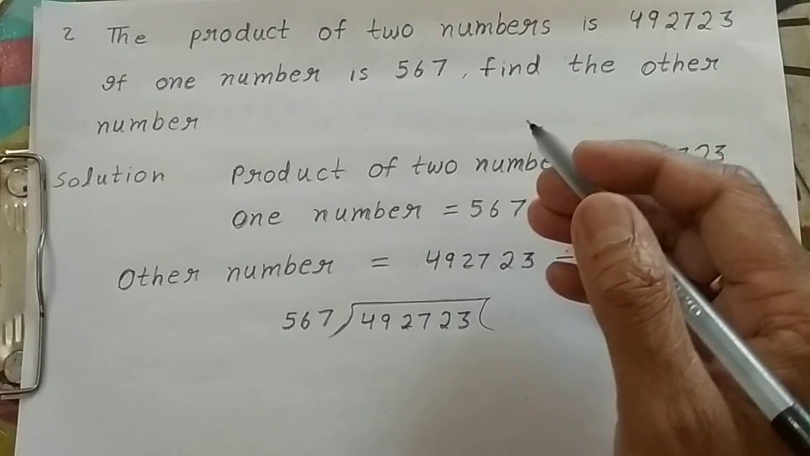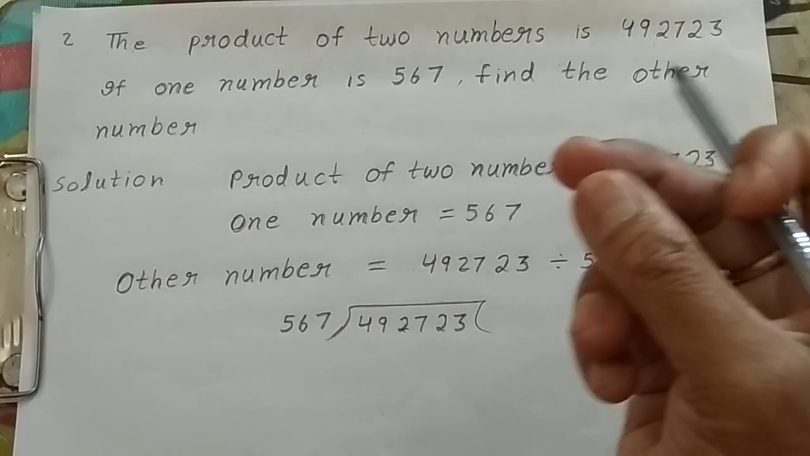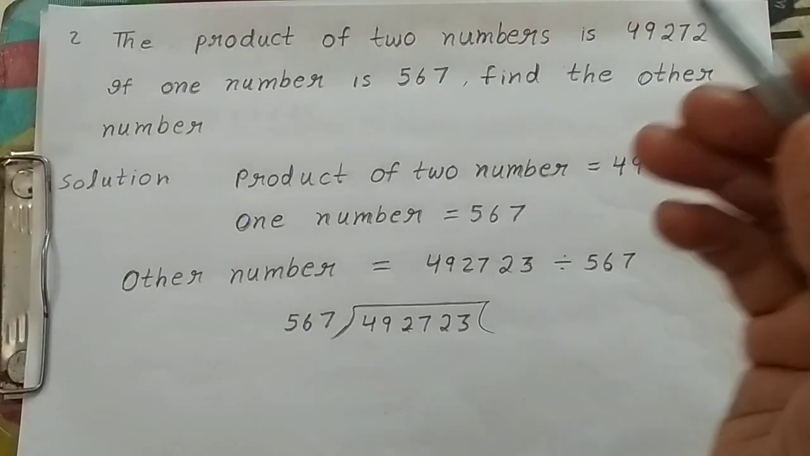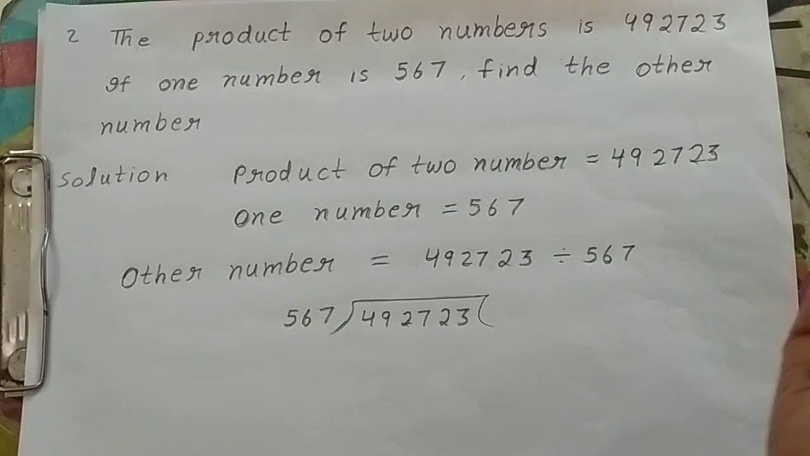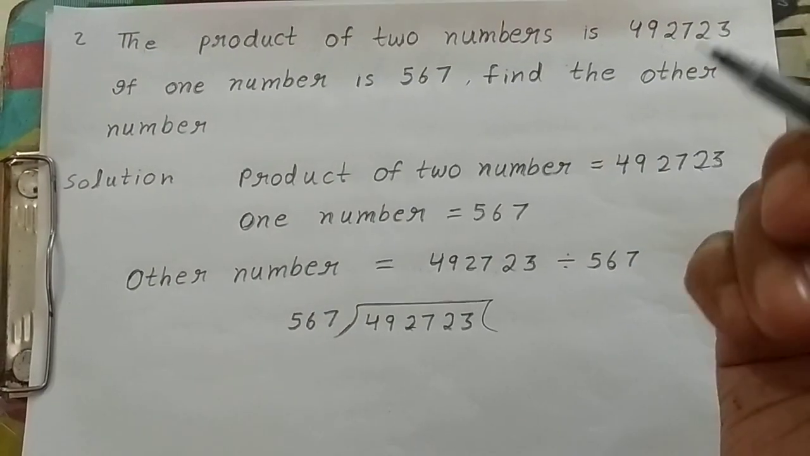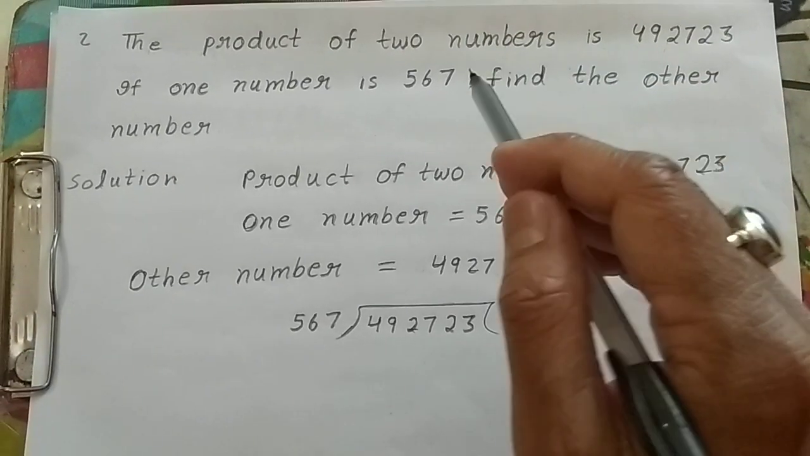Student, if I say that the product of two numbers is 4 and one number is 2, find the other number, what will you do? You will divide 4 by 2, and you will get 2, so the other number is 2. That was the example I gave. Now the same procedure we will do here also.